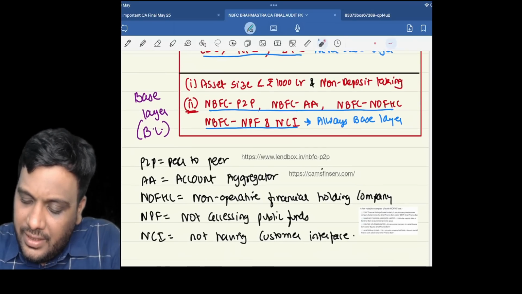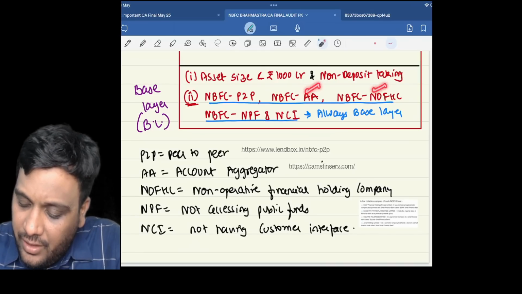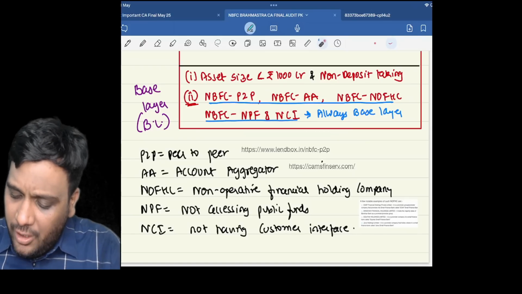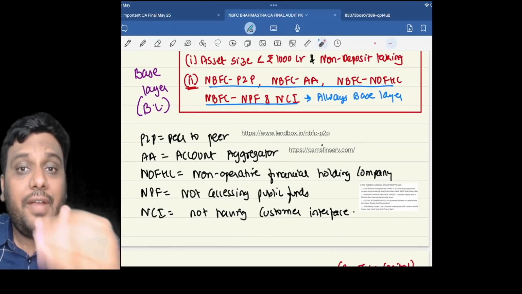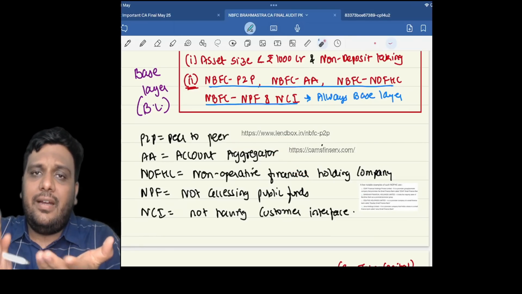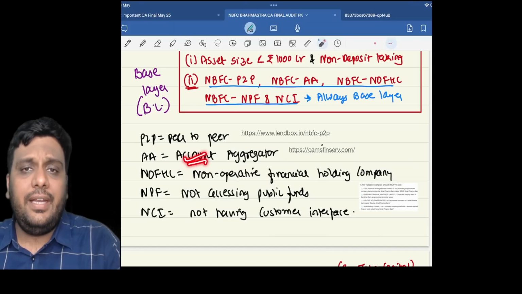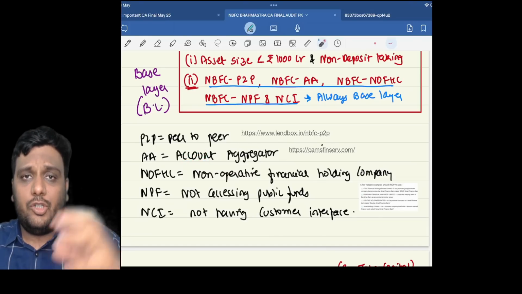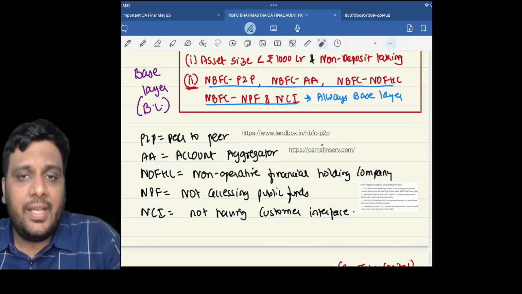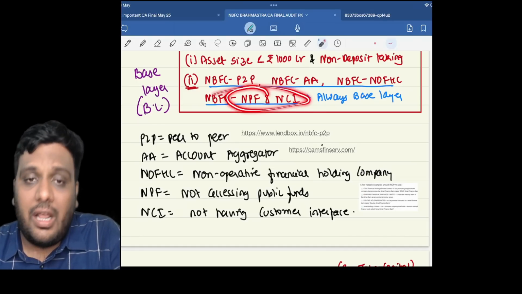Then they have given different NBFCs: NBFC peer-to-peer lending platform, NBFC account aggregator, NBFC NOFHC, NBFC not accessing public funds and not having any customer interface. Now listen to me. You can pause this and you can actually see these practical examples. If anyone wants to know what is peer-to-peer, account aggregator and stuff, peer-to-peer will create a platform whereby lenders and borrowers will come on one platform, peer-to-peer lending. Then account aggregator, it will not have any transaction with the customer. It will just pull the different accounts of the customer like equity, FDs, everything, and it will show it at one place. NOFHC, again to hold the banks. Not accessing public funds and not having any customer interface.